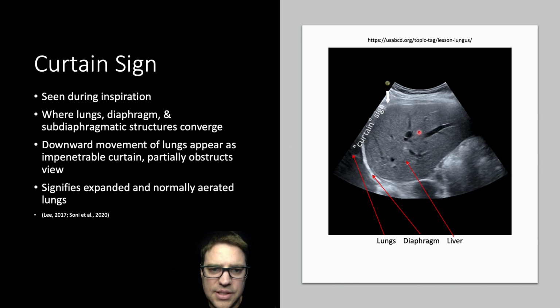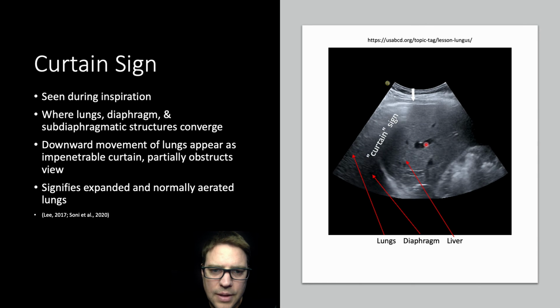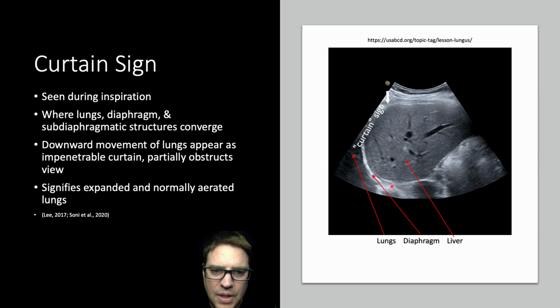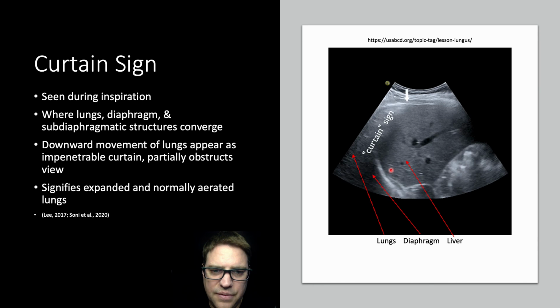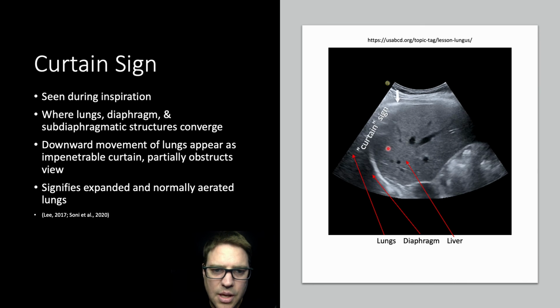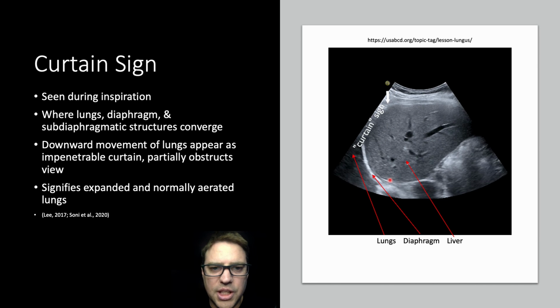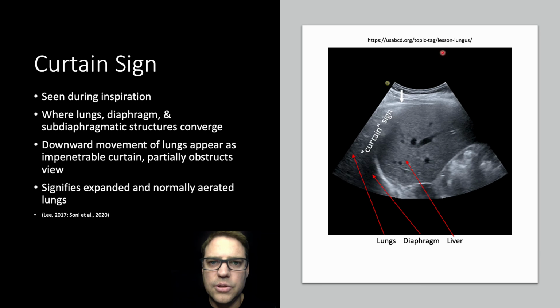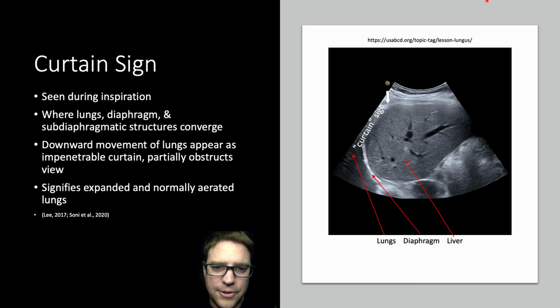And as you can see, this is the liver. You can see the diaphragm right here. And with inspiration, the diaphragm moves down and pulls the lungs, partially covering the diaphragm and subdiaphragmatic structures. And that is the curtain sign.